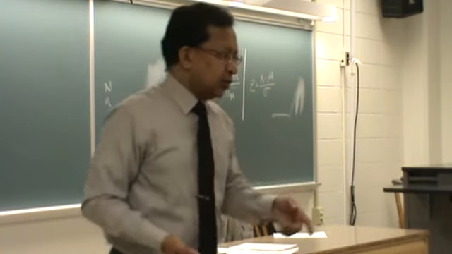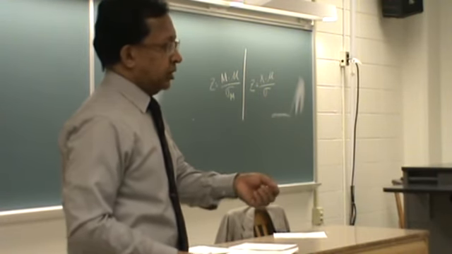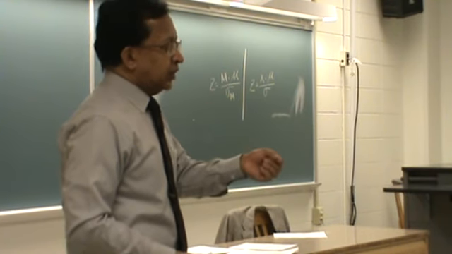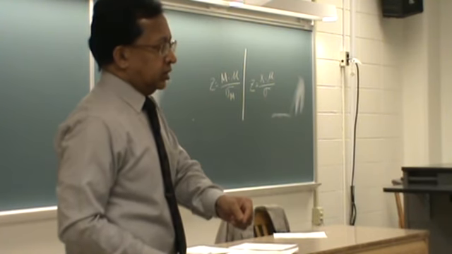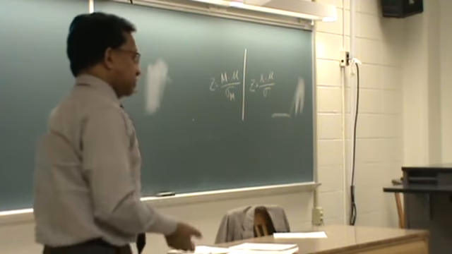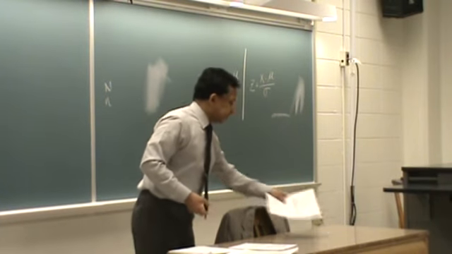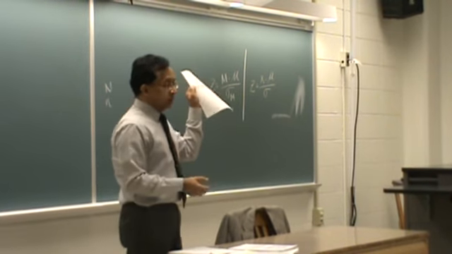So the proportion of women will be 69 divided by 100. Proportion of men will be 31 divided by 100. That's the proportion. You multiply it by 100, you get the percentage. So let's work on these samples.